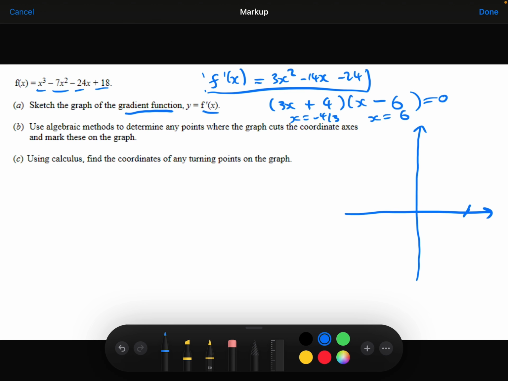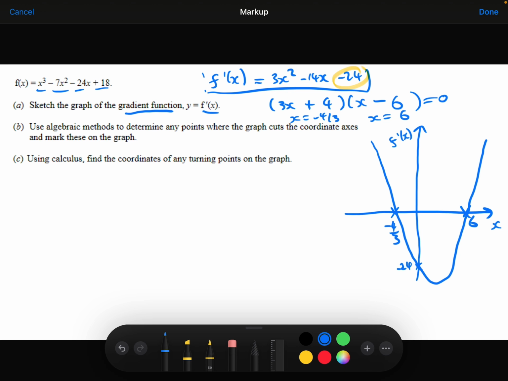So 6 roughly here, minus 4 over 3 is roughly here. I know it's going to have an intercept of minus 24, which is down here. So my gradient function is going to look something like this. So I've sketched the graph.